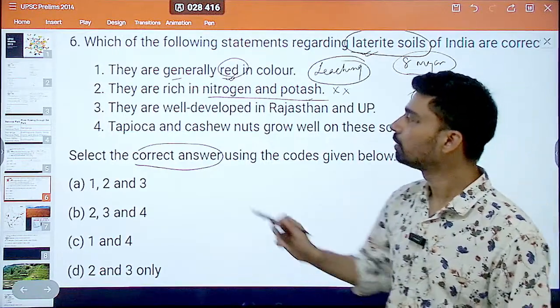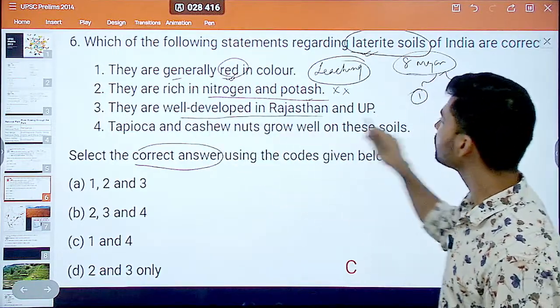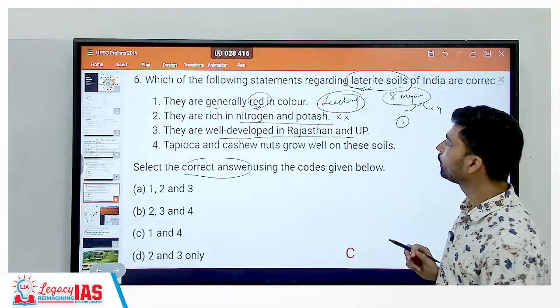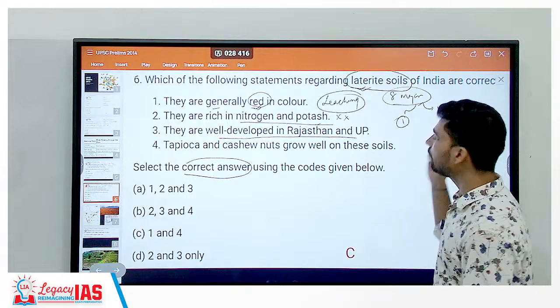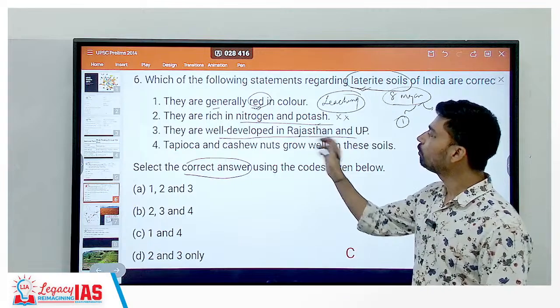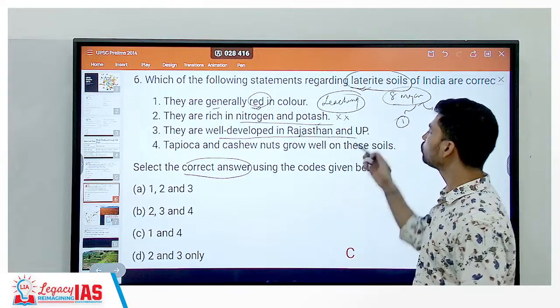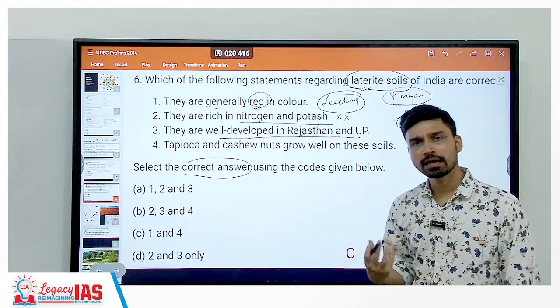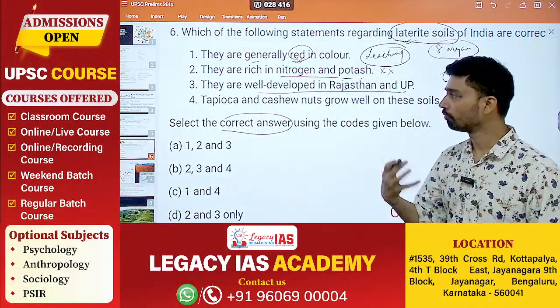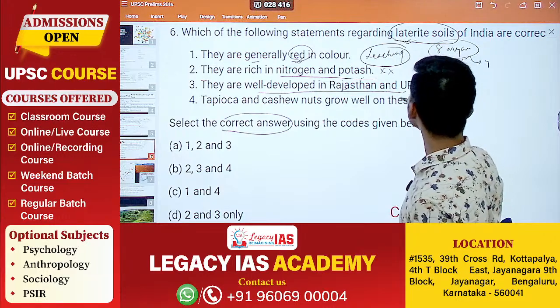That is an incorrect option. Third is they are well developed in Rajasthan and Uttar Pradesh. Now this option is also incorrect because laterite soils are largely found on the western slope of Western Ghat. In Rajasthan you will find desert soil, and in Uttar Pradesh the entire area is largely made up of alluvial soil, one of the largest soil groups of India. So this is also an incorrect option.